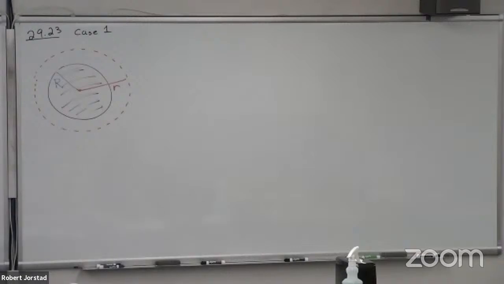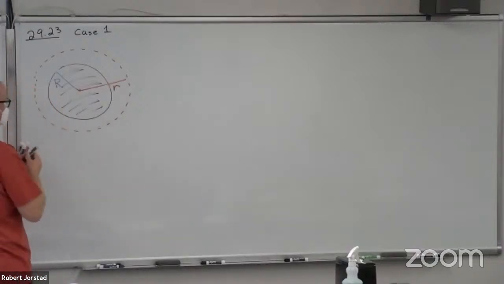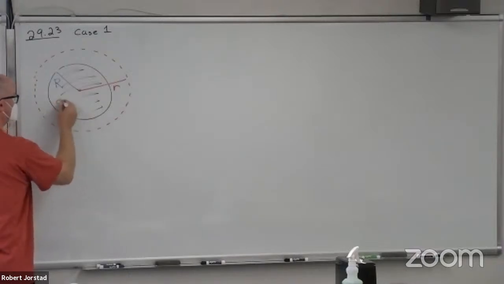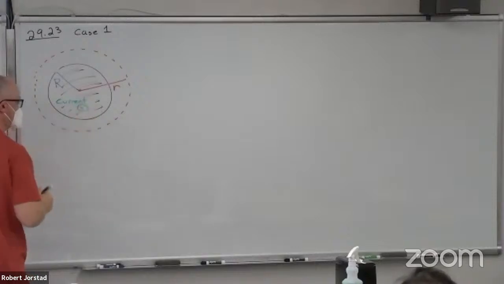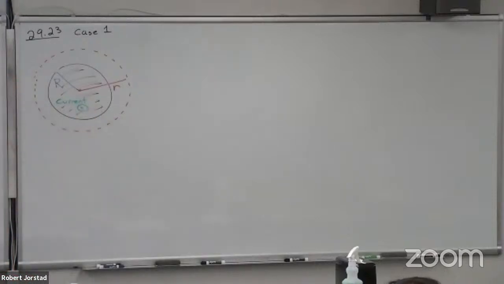Okay, we've got our Amperian loop. Just maybe follow along for a split second. We're not going to do this every time. Just watch what I do here for a sec, everybody. The current in this wire, we are told, is running out of the page.